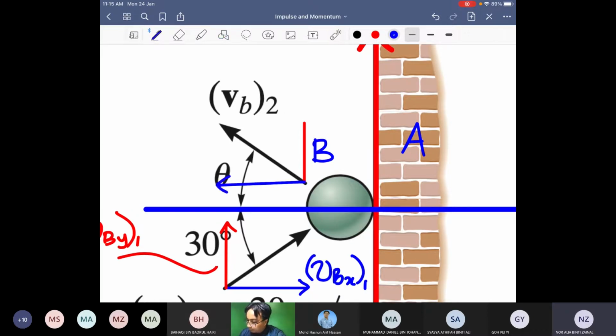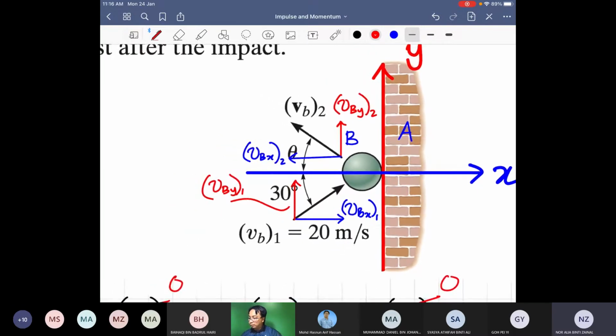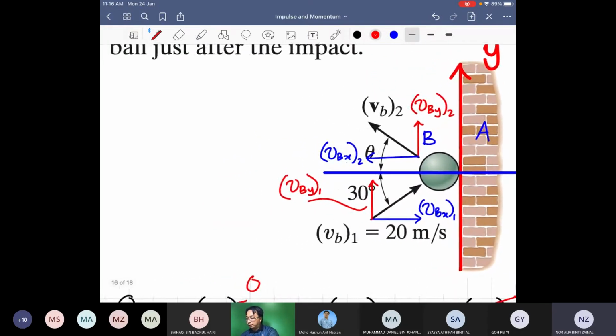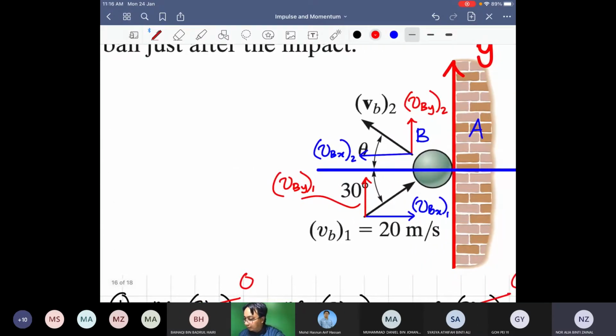Okay, ini ialah VBX2. Ini ialah VBY2. Okay, boleh nampak VBX1, VBY1 in Y axis, VBX2 dalam negative direction, dan VBY2 dalam positive direction. Okay, so sekarang ni kita kena calculate dulu satu-satu supaya senang kita nak buat calculation nanti.